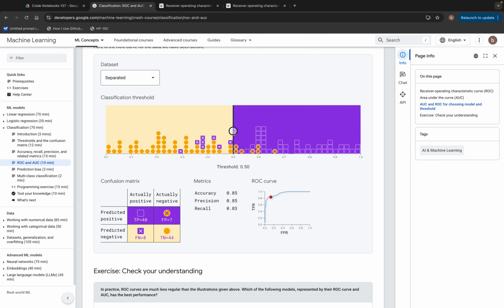Go ahead and go to the website directly. You'll learn a lot more than you will just from this video by actually playing with the thresholds in the curve and actually changing this thing around. One other thing that you can do is they allow you to take a very imbalanced data set and play with it, and also an unseparated data set, and see how that works. So play with that.